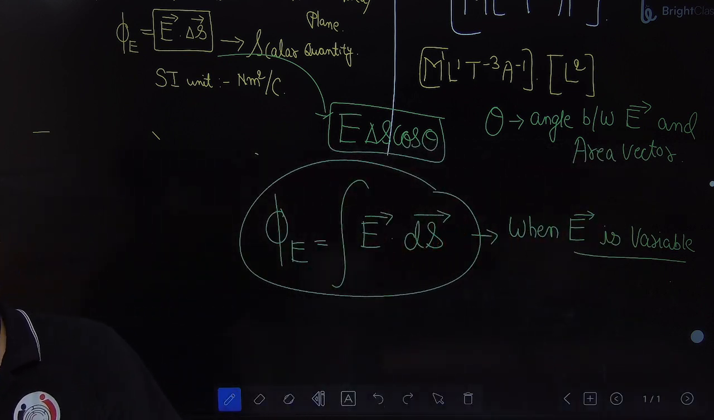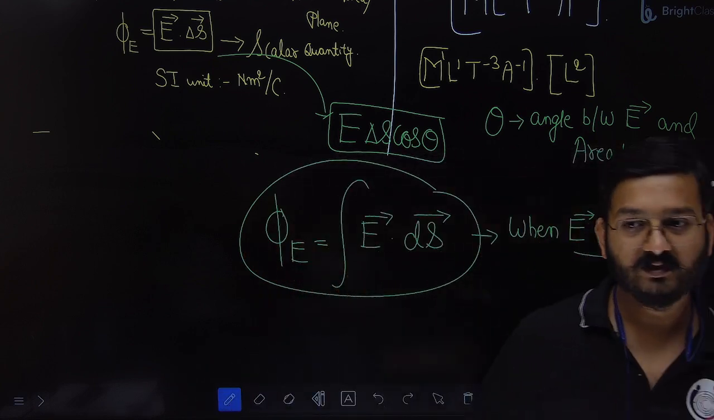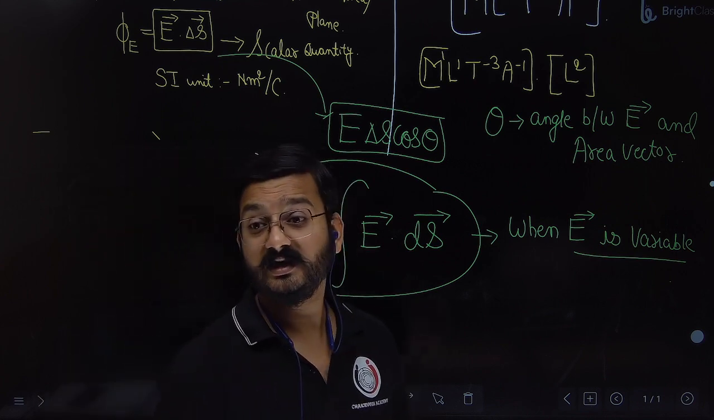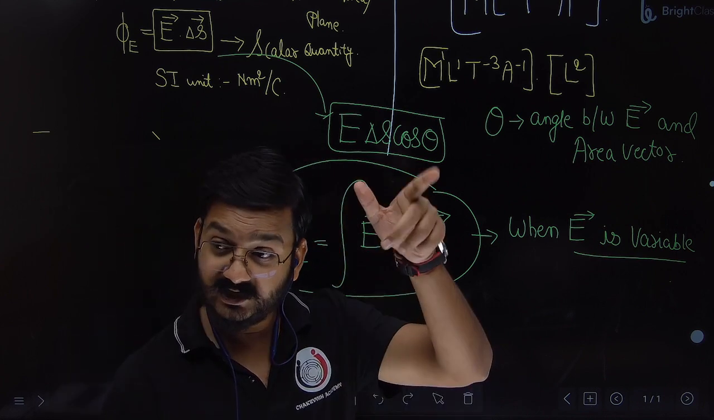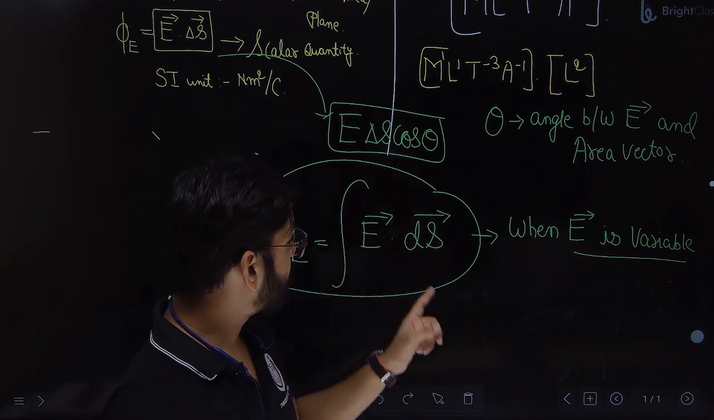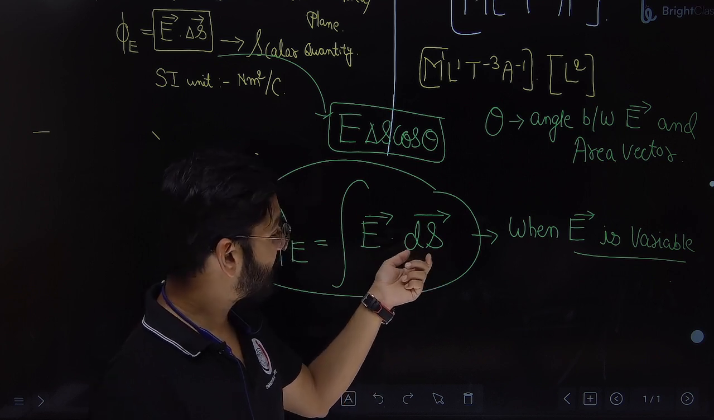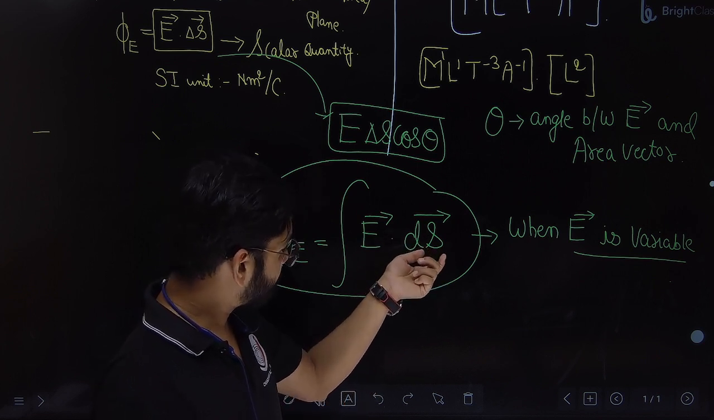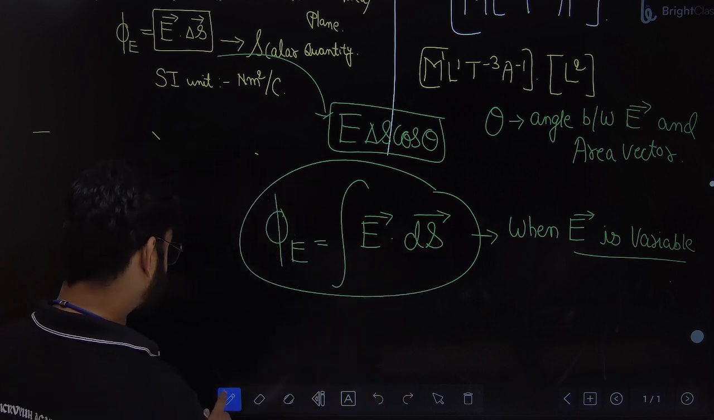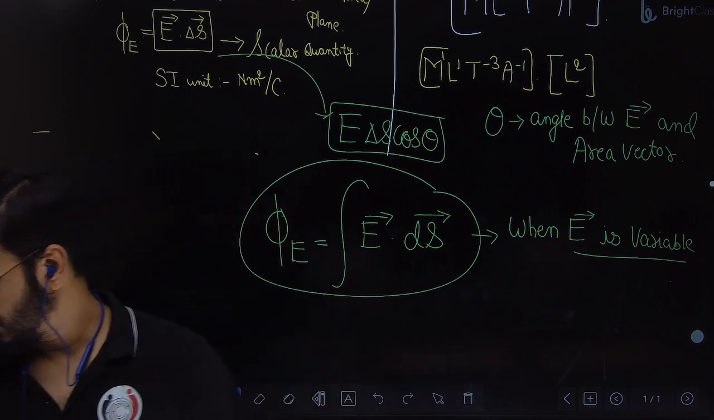If you remember work, power, energy, the same thing we discussed there also. If force is constant, we used to do F dot displacement. If force is variable, we used to do integration F dot ds. There ds was displacement. Here ds is not displacement; ds is small surface area. That is the reason I told you that if there is any confusion, write this S as A. But don't start thinking that it is displacement. All clear?